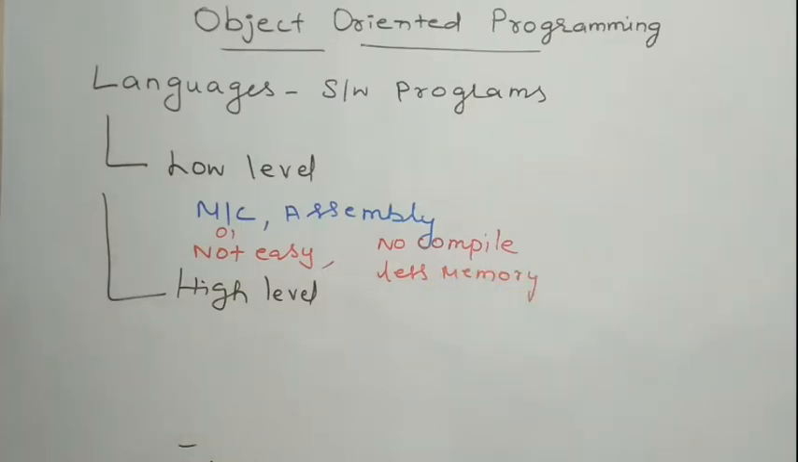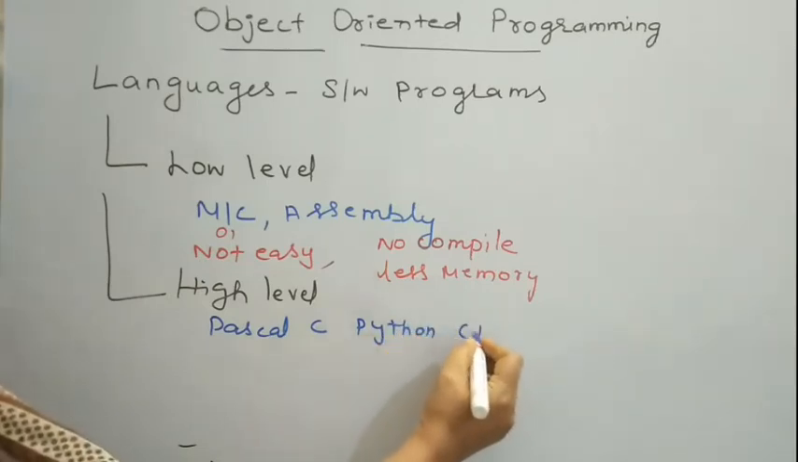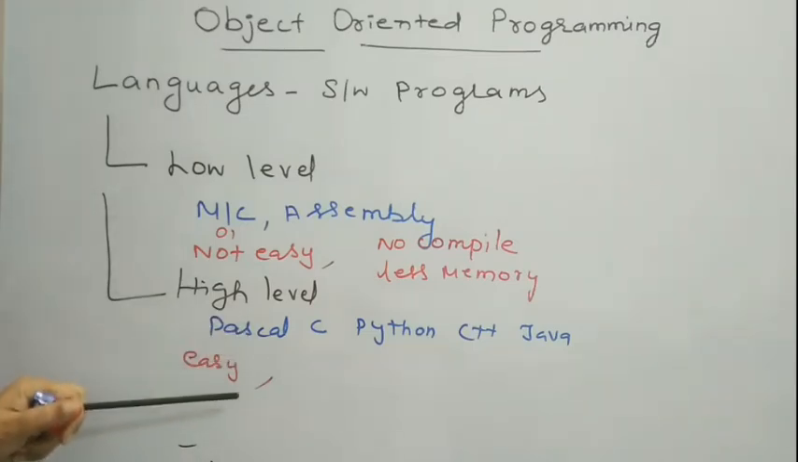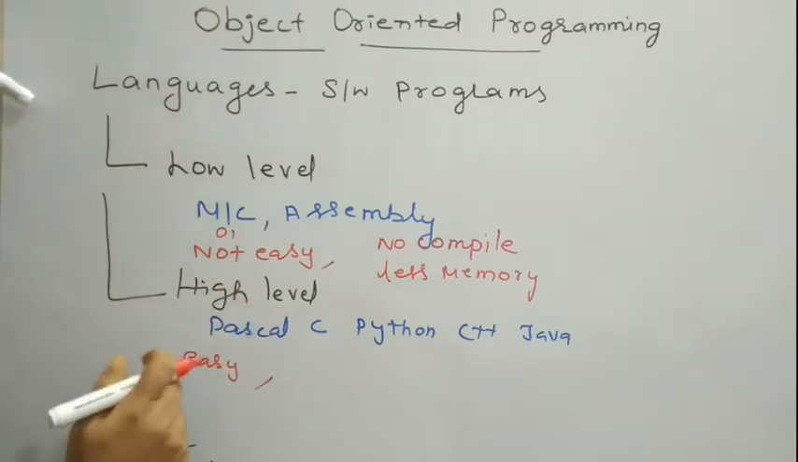In the case of high level languages, examples are Pascal, C, Python, C++ and Java. Advantages of high level languages are that they are easy to understand. Code written in high level languages is easy to understand by the user. And the disadvantage is we need to compile this into the corresponding machine code for execution.